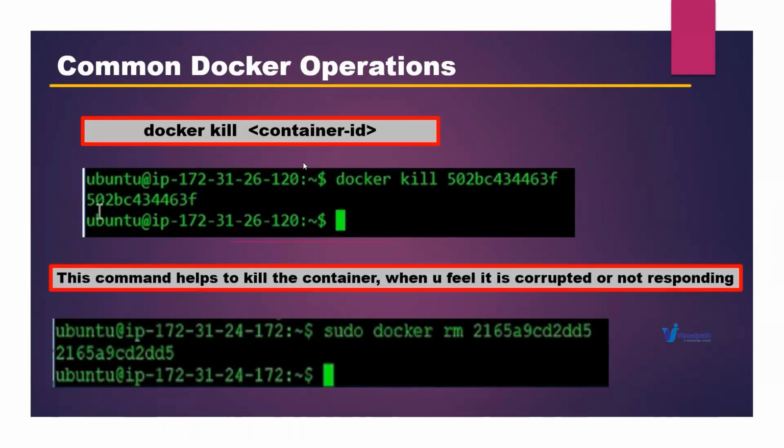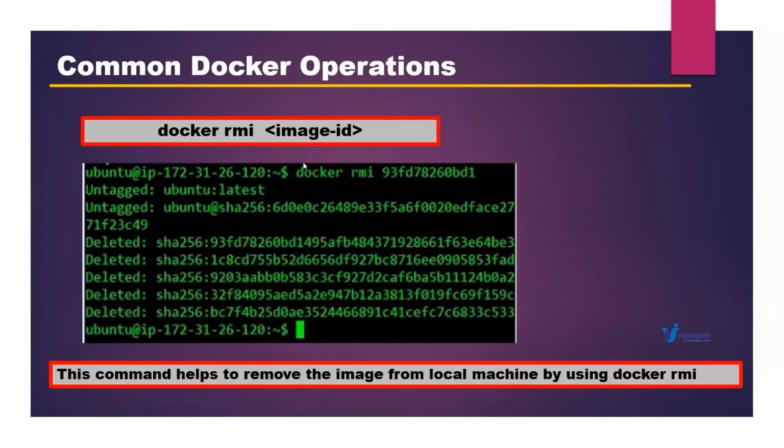Docker kill command or Docker rm command. Normally we use the rm command, but kill is a Unix command, and that also we can use, right? You just have to mention the container ID or container name, and you can kill the container. That means you can delete the container. Docker rmi is basically for images, right? rm is for containers, rmi is for images, right?